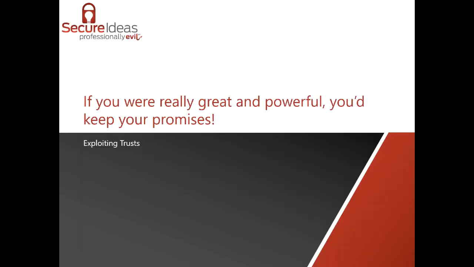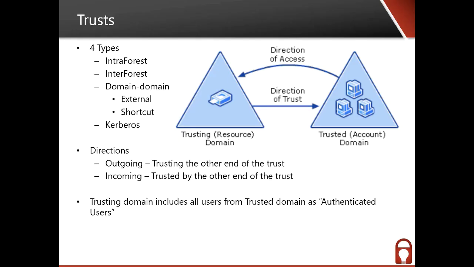Now we're going to move from exploiting authentication protocols into how you exploit a trust. So before we start with that, let's actually cover what a trust is. A trust is a way of expanding the security boundary so that it's not just limited at the forest or domain level. It allows you to start interacting with remote resources.